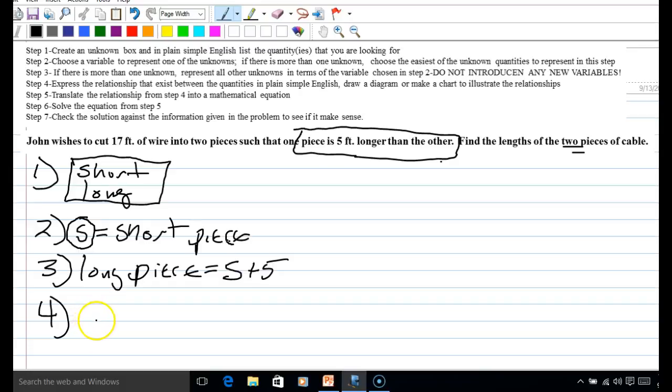Step 4. Express the relationship that exists between the two quantities in plain, simple English, or draw a diagram or make a chart to illustrate the relationship. So here in this problem, it's pretty simple. The relationship that exists between the short piece and long piece of cable is that the short piece plus the long piece, in plain simple English, is equal to 17 feet. The whole is equal to the sum of its parts.